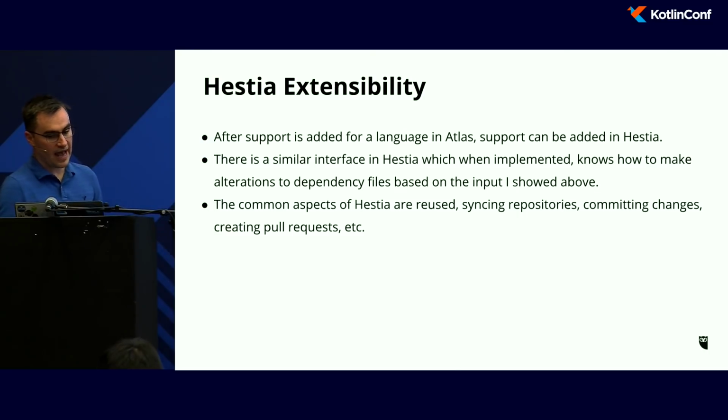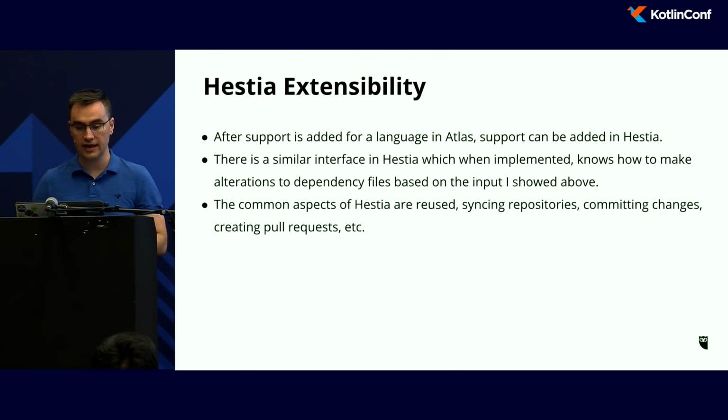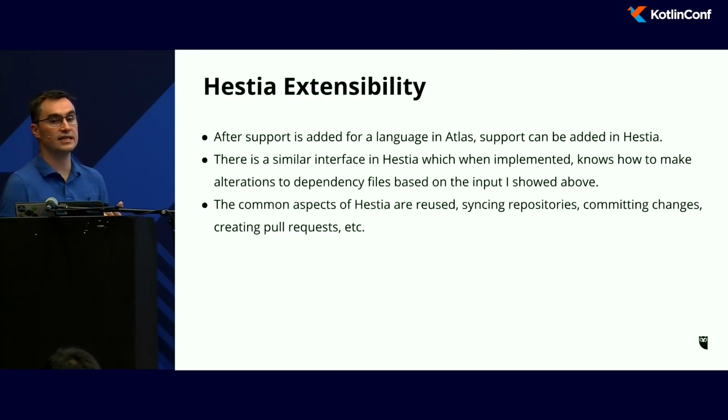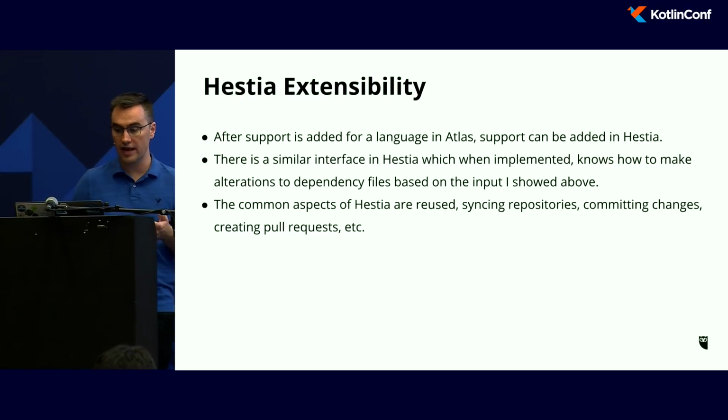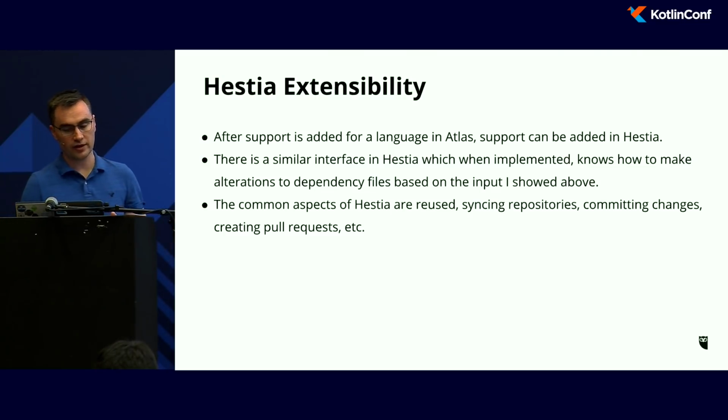So after support is added for a language in Atlas, support can be added in Hestia. There's a similar interface in Hestia which, when implemented, knows how to make the alterations to dependency files based on the input I showed above. So for Android, it knows how to bump the min-SDK version, which is not present in Scala, and all the other language-specific features, or build system-specific features, rather. And the common aspects of Hestia are reused across both SBT and Gradle: syncing repositories, committing changes, creating pull requests, etc. At the moment, we've fully implemented Hestia for Gradle, for Android, and we're working on an MVP for SBT for Scala.